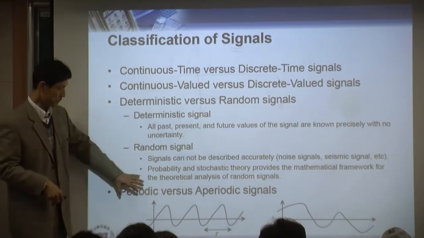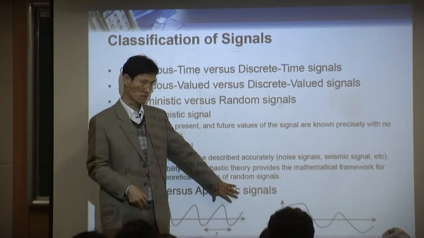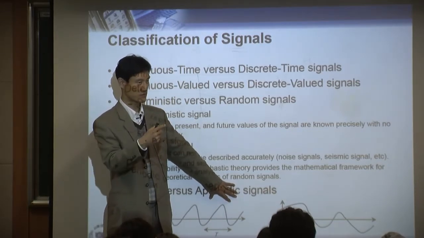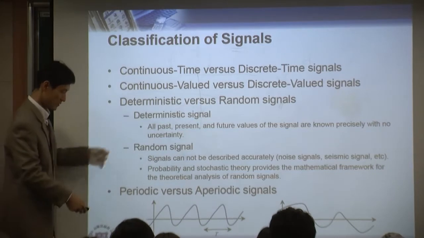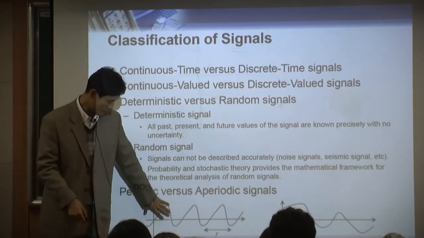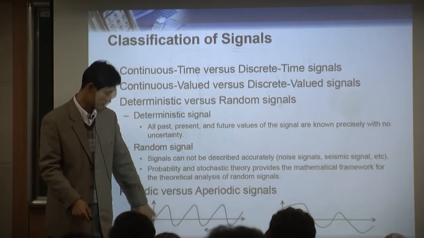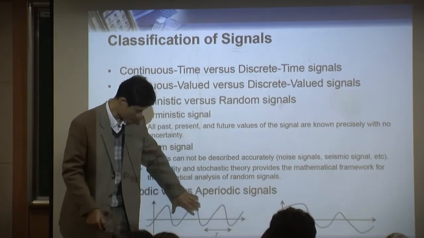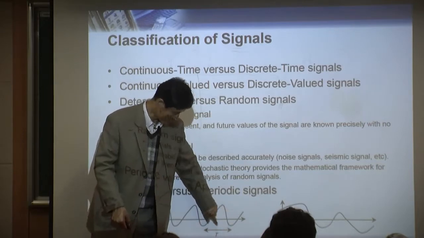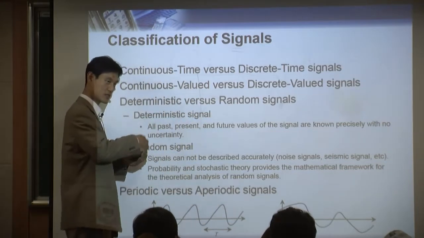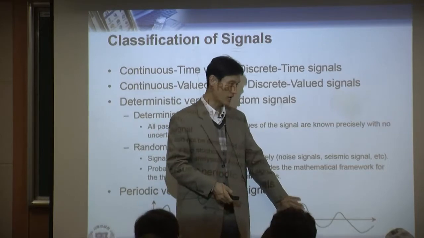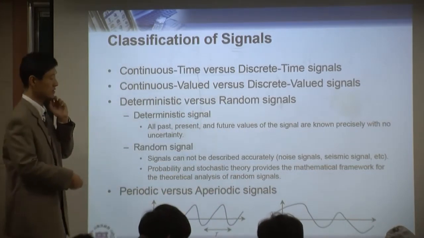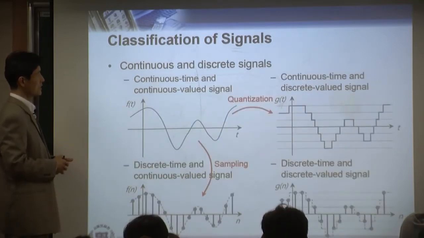There are also periodic signals and aperiodic signals. Aperiodic means there's no period. It's not repetitive. It doesn't repeat. So for example, the graph on the left is a periodic signal. You see that the signal repeats here, here, here, with a period T. The same thing repeats again and again. But this is aperiodic. There's no periodicity. It just goes like random.